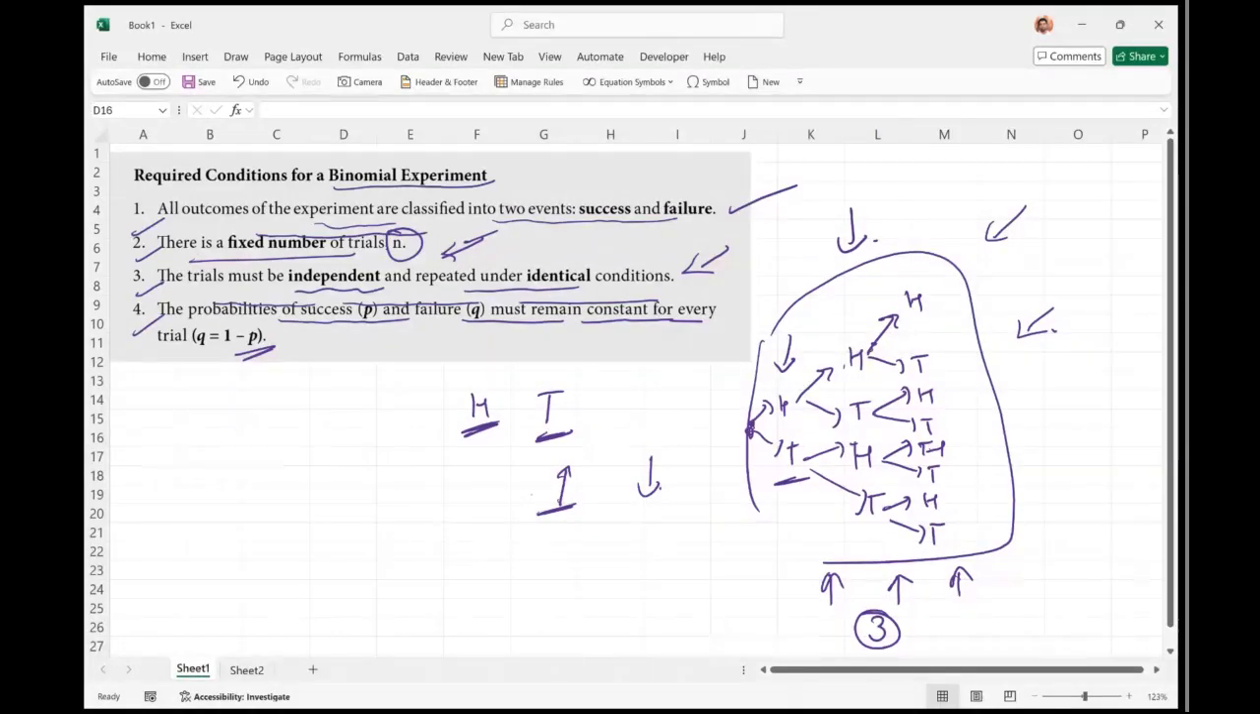So for example, if I toss a coin, what is the probability of getting the head? The probability of getting the head is 50%. And then what is the probability of getting the head when you toss the coin the second time?